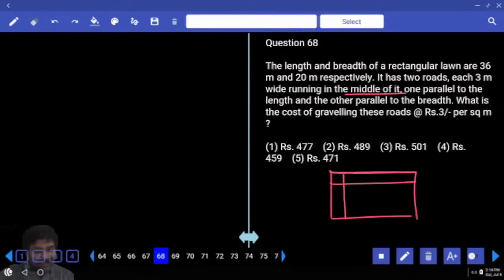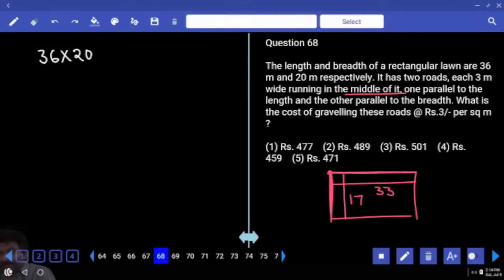If outer rectangle length is 36, inner rectangle becomes 33. Outer rectangle breadth becomes 20, inner rectangle becomes 17. Road area is outer rectangle area minus inner rectangle area. That will be 36 into 20 minus inner rectangle area 33 into 17. This is road area. But we were asked to calculate cost. Costing is 3 rupees per square meter into 3. Yes?